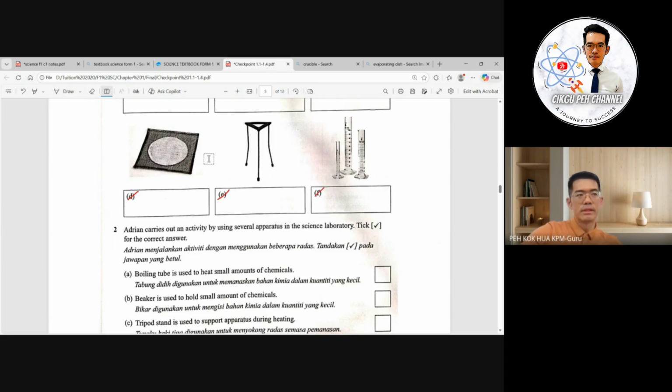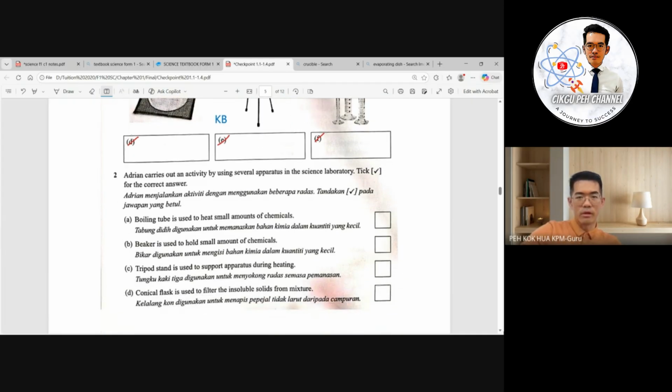Kai Bin. Okay, then we have to tick the correct answer. So A, B, answer by Royi. Then C, D, answer by Hao Xuan.